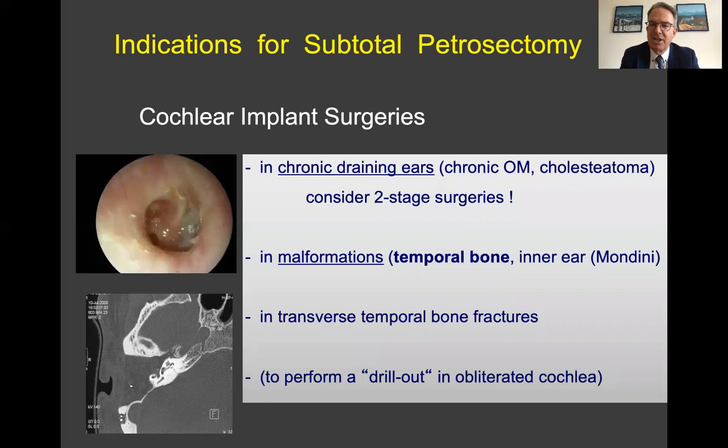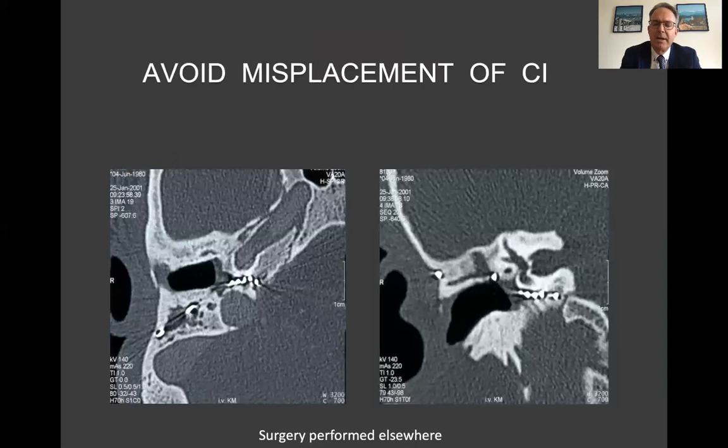A second indication is malformations of the temporal bone, and I will briefly highlight that. We already discussed the transverse temporal bone fractures, and in rare cases of obliterated cochleas, if you want to do a proper drill out close to the internal carotid artery, a subtotal petrosectomy would be the preferred choice in my hands, but the results of drill outs and cochlear implantations are usually not very exciting. Now, if you can remember this one picture, you have got the message of my presentation.